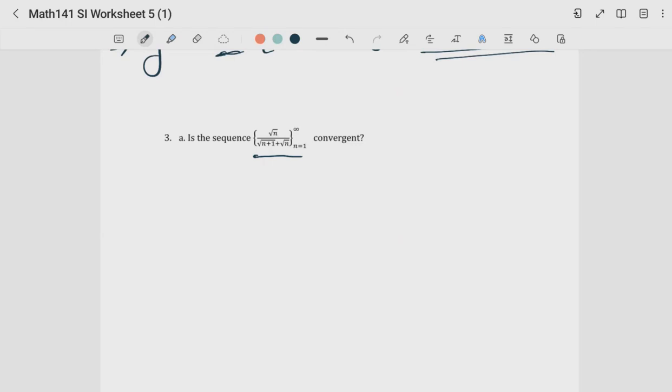And they are asking us if it's convergent, right? Well, how do we do that? How do we know? Well, we take the limits, right? We have to investigate what happens when n tends to infinity. So as n increases from the value of 1 to an increasingly higher and higher value, what happens to the sequence?